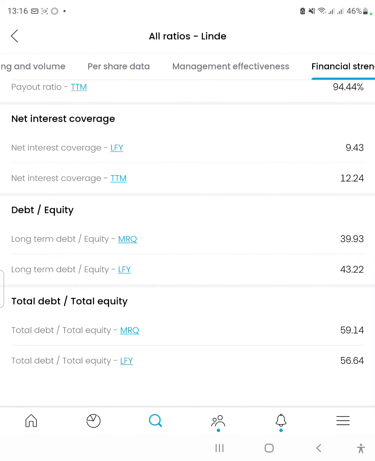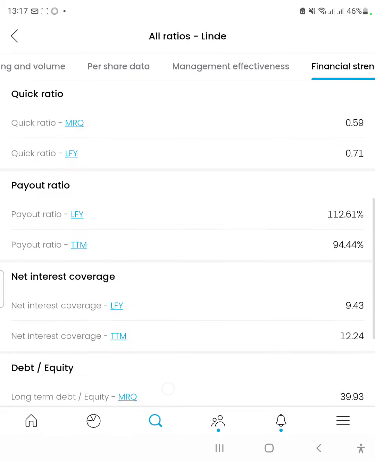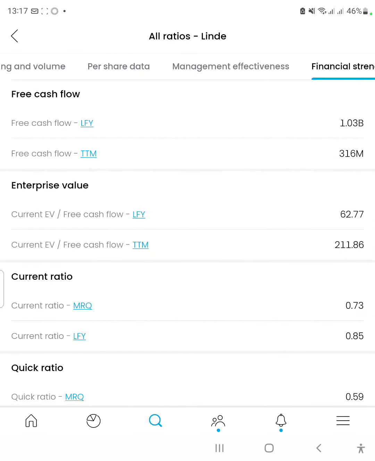The long-term debt to equity ratio is 39.93, which is actually pretty good. Total debt to equity is 59.14. So overall the debt to asset ratio is quite good. And the current ratio, the current assets divided by the current liabilities, is 0.73. So the company has 73% assets compared to 26% liabilities.